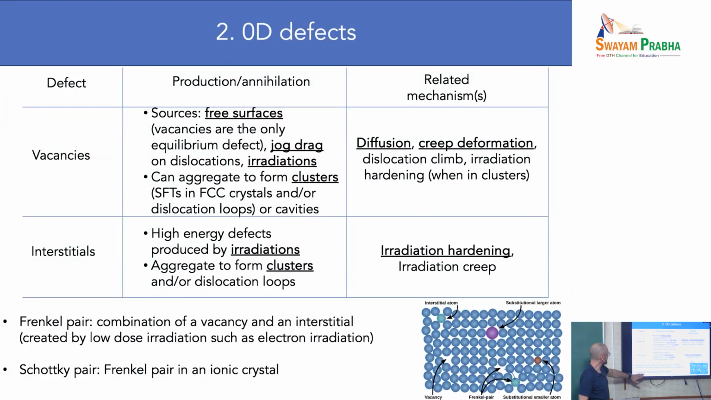Yeah, and then the other example, and this is in non-metallic systems, you can have these Schottky pairs. It's like a Frenkel pair, but with an ionic crystal. If you take an ion and you move it, you will have a charged vacancy and a charged ion next to it. And that's called a Schottky pair.